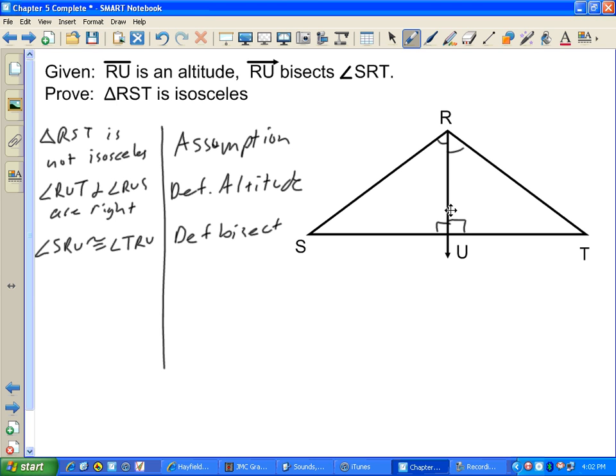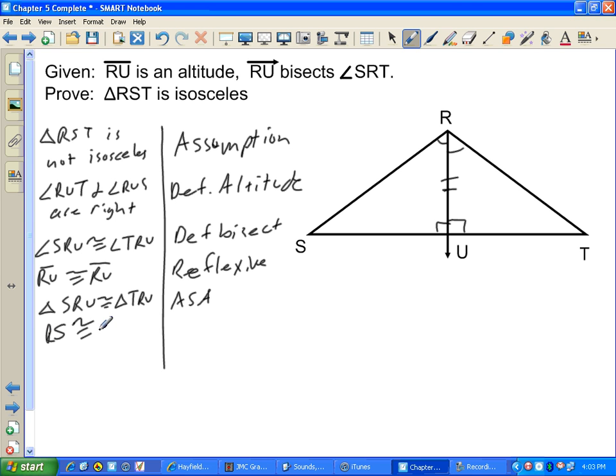Now, I can say that RU is congruent to RU from reflexive. And then I've got angle side angle to say that these triangles are congruent. SRU is congruent to TRU by angle side angle, which means that RS is congruent to RT, okay? Those are corresponding parts on the congruent triangles.